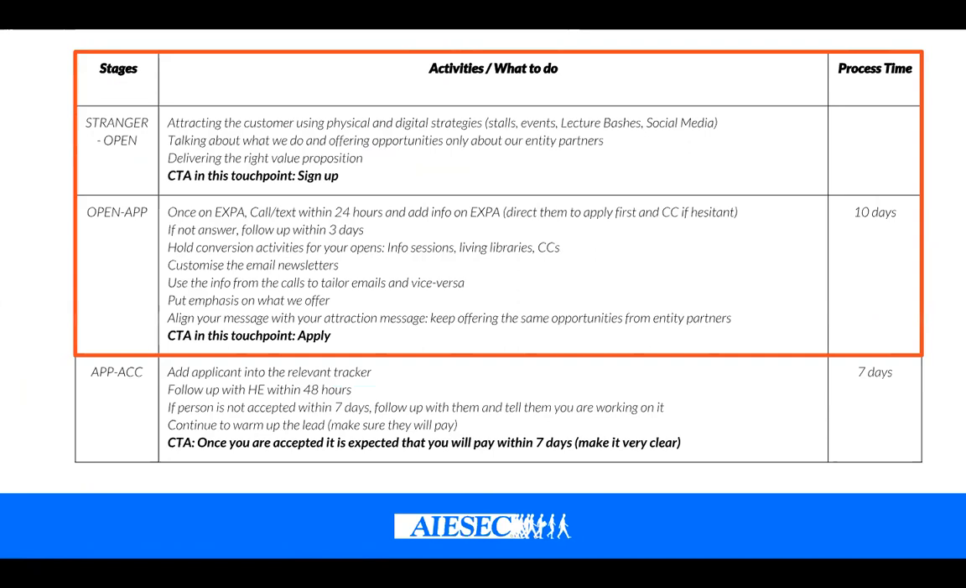So after they apply, they're looking to be accepted to the project because they need to be accepted by the organization that they're applying to volunteer in. So from apply to accept, what we need to do is we need to track our applicants onto the relevant trackers that your management board will show you guys. We need to follow up with our hosting entity, so that's the HE, within 48 hours to tell them, hey guys, I've got an exchange participant who's looking to apply to your project. They're in like Taiwan, for example. Could you help us out?